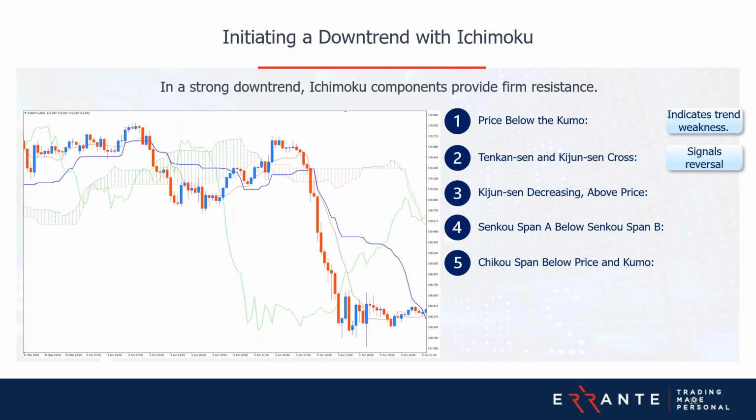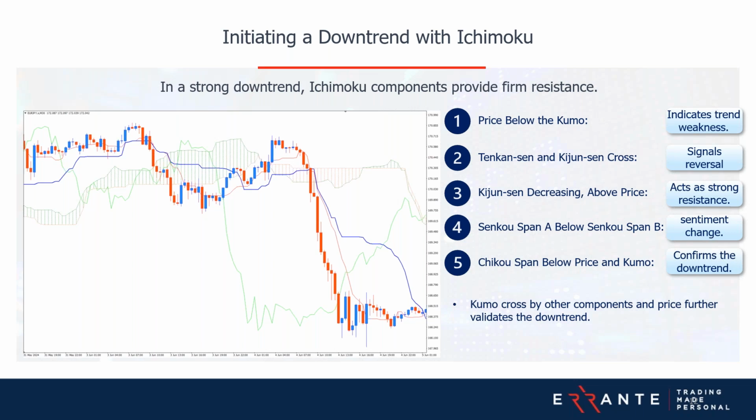And you see we have the trend weakness indication, and then we have a signal of the very early, possible reversal. Let's say we have the components changing their role from support to resistance, because the price is crossing all of them, and then we have the shift in general market sentiment by having a bearish Kumo, and the Chikou span can give us a historical comparison that confirms the downtrend.